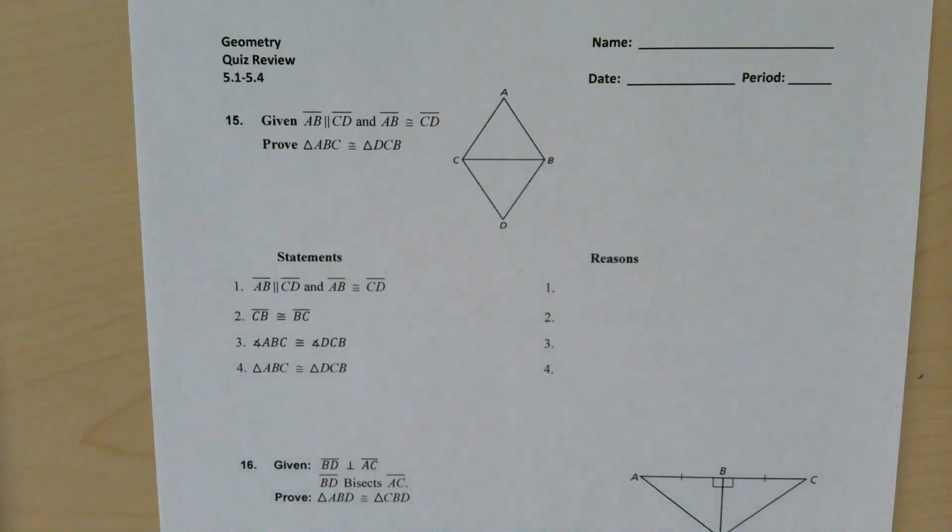We're going to end this review with 2 relatively easy proofs. And most all these proofs are the same. These side angle side proofs have basically the same reasons. So you just have to look at what is given. So in this case, we are given that AB and CD are parallel.